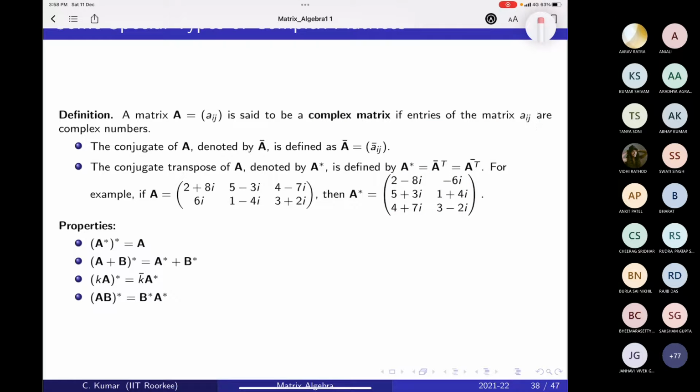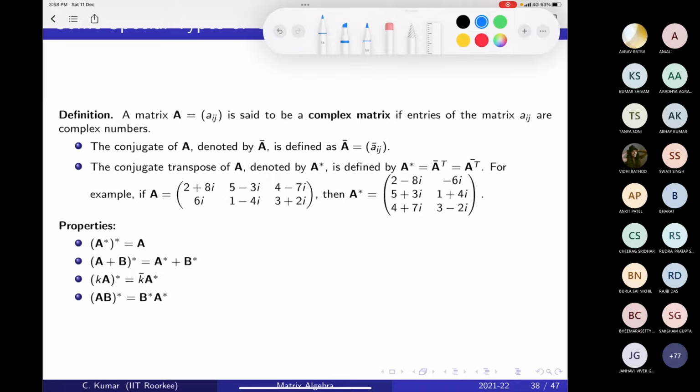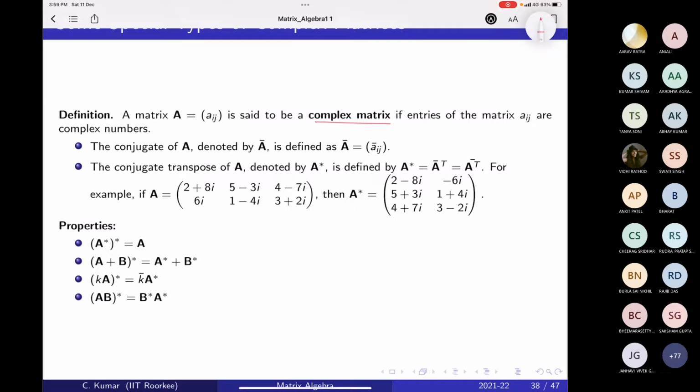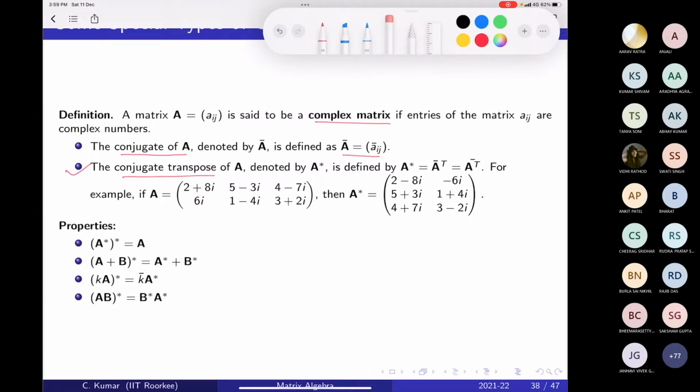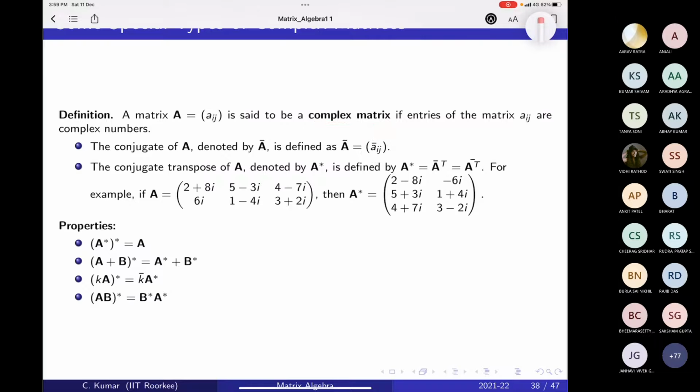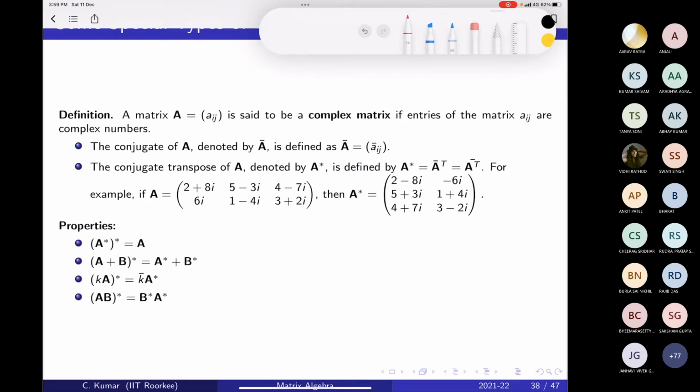So we have these two definitions. We have the complex matrix. Then the conjugate of A is defined by taking the conjugate of every element, and the conjugate transpose of A is defined by taking the transpose of the conjugate of A. We denote A bar as the conjugate of A and A star as the conjugate transpose of A. Now, for this we have the following properties.